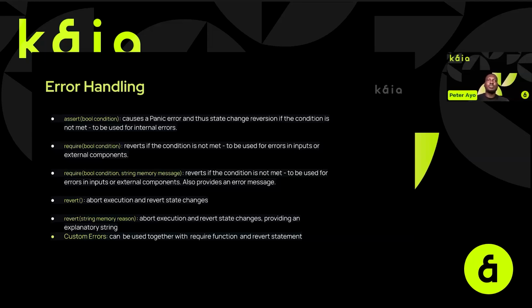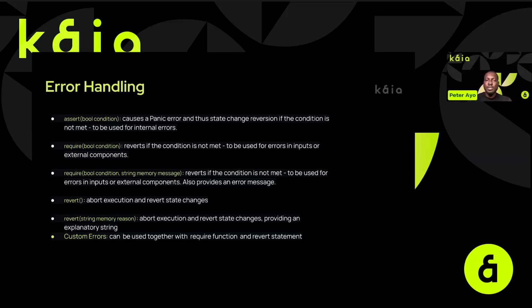I think it just makes sense to use the one with the condition and the error message, such that the users or whoever is interacting with your smart contracts can know the cause of the error. And we also have revert without an error message, and revert with an error message, right? So these are the major 3 or 4 ways of using these various keywords.